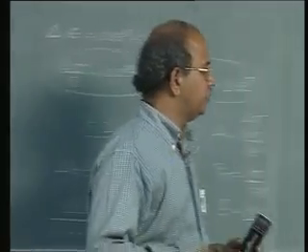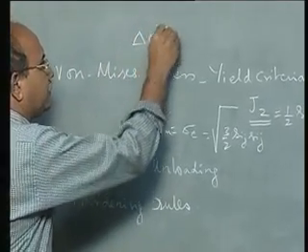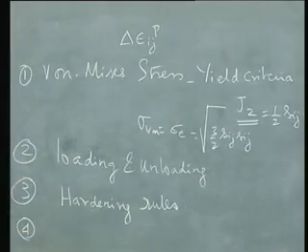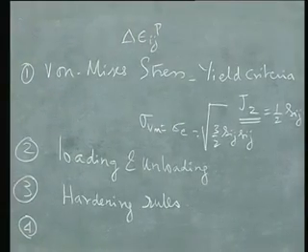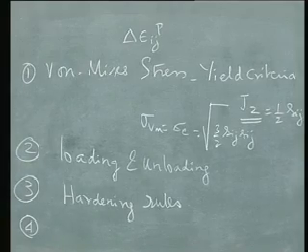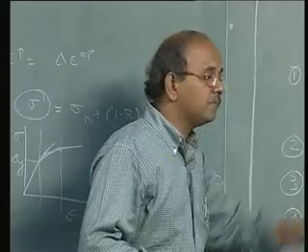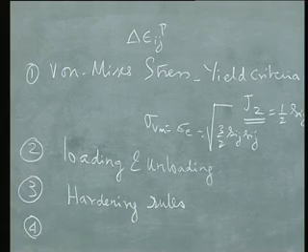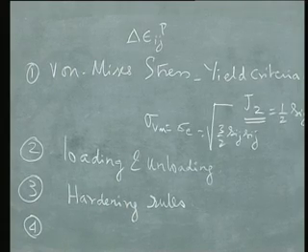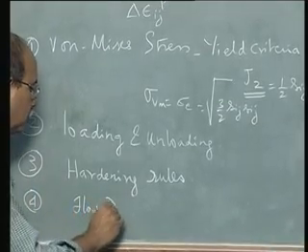What do we mean by individual components? That means delta epsilon ijP, that is delta epsilon 11P, 22P and so on. So I need a rule to calculate these quantities, and I have to resort to what is called the flow rule or normality flow rule.